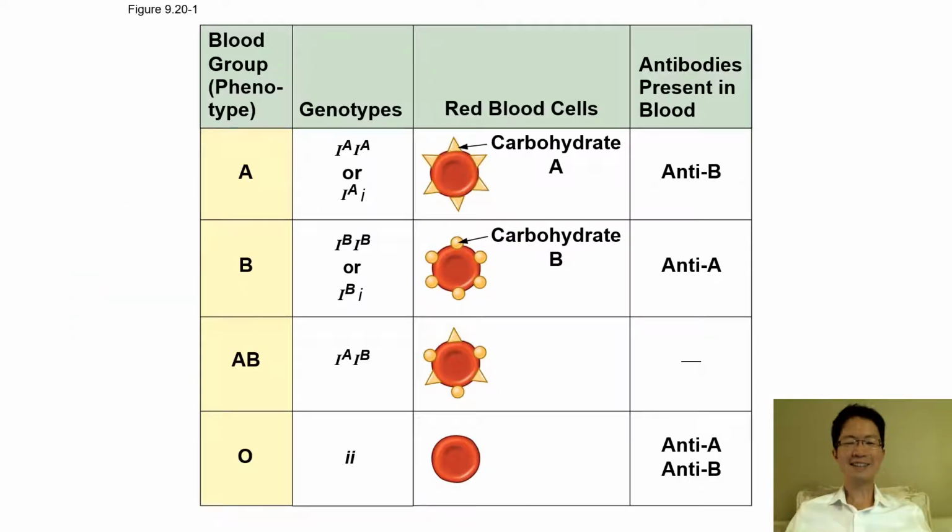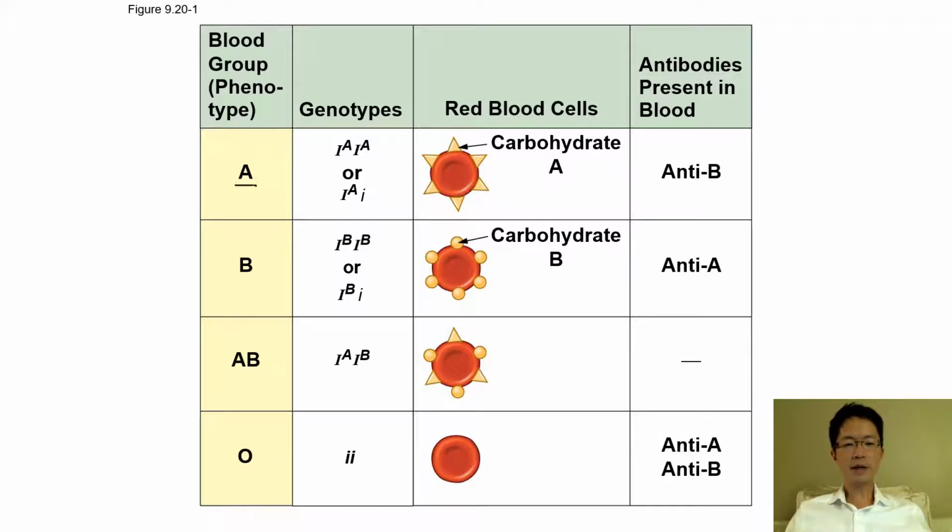Okay, this is the table I want you to memorize. It is a very important table. This slide and the next slide will give you a very important table. Just memorize them. So you can see that. Okay, let's take a look at blood type A first.